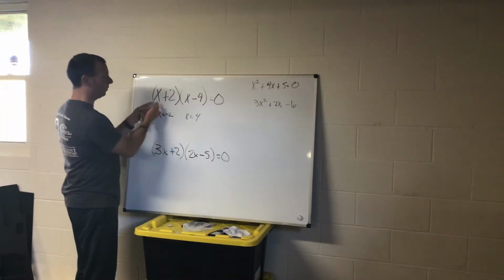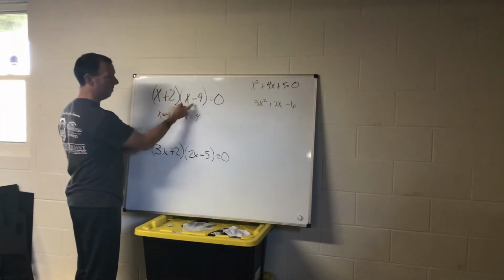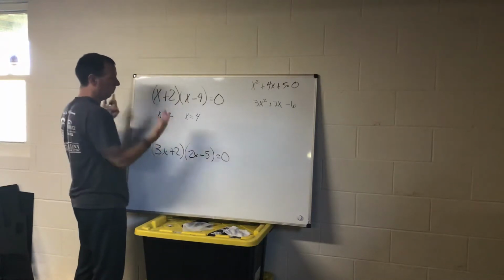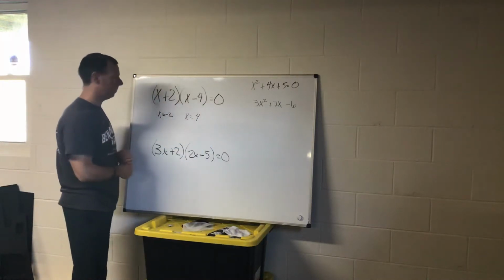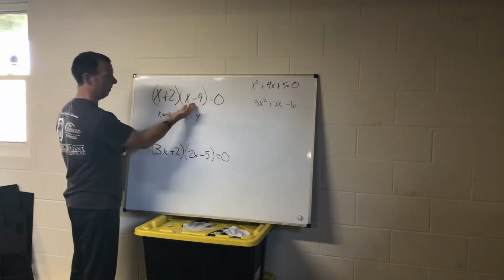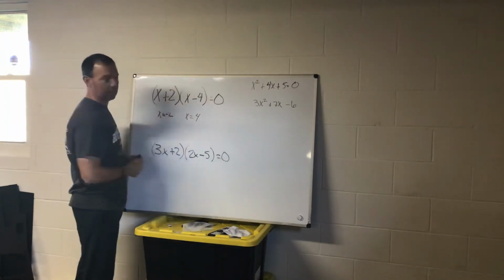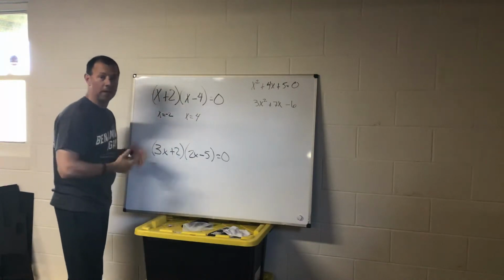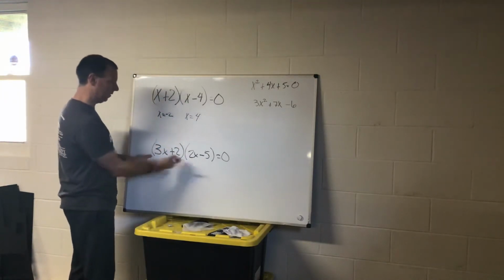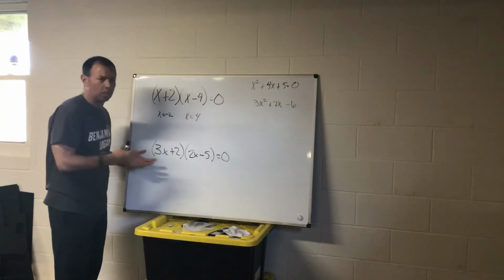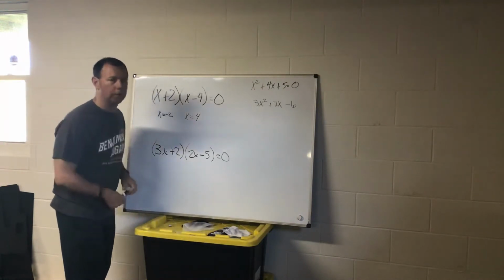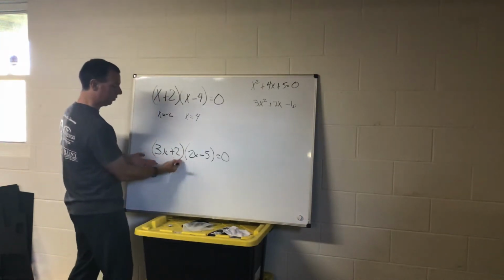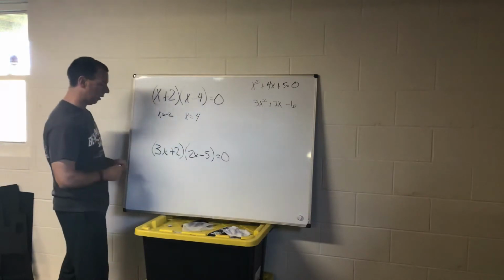Now, if x was -2, this would be 0, that wouldn't be, but 0 times anything equals 0. If x was 4, that would be 0 times anything, that would still be equal to 0. So there's my two answers. If you can do them in your head, awesome. If they're like this, it might be a little more difficult to do in your head, although you'll get better at it. We still have two numbers multiplying together to get 0.